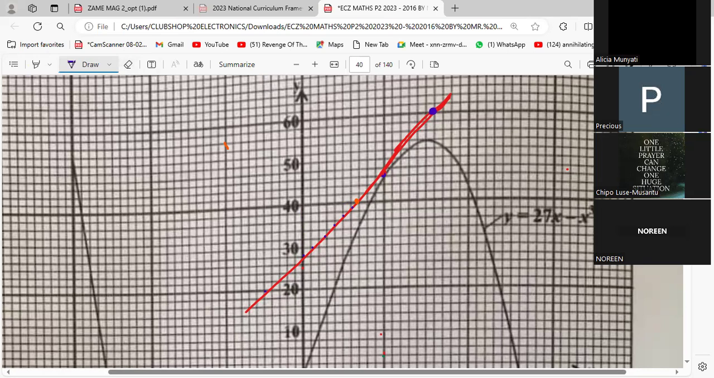Have you seen this? Yes, sir. So it means from here, I'll just extend this to the y-axis. Then from here, I come down until I meet this curve. All I'm trying to do is create a triangle. Is that okay?